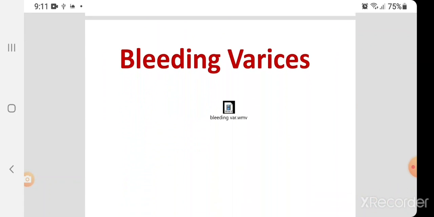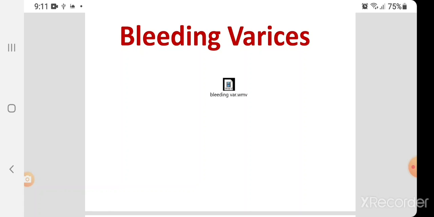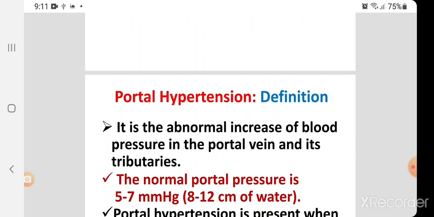This is the same picture which I showed you. This is a video which I showed you at the end of the previous lecture about upper GIT bleeding. It's about bleeding from esophageal varices. I will show it again at the end of this lecture to remind you and to show you how to treat these varices.